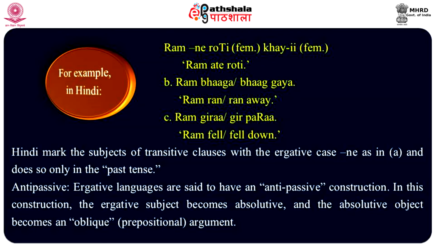Here we notice another interesting fact. The verb agrees with the object of the sentence. Khai agrees with the object roti and not Ram. It has thus been proposed that the languages of the world differ in how they group together the subjects of intransitive and transitive sentences. In nominative accusative languages, subjects are always grouped together. In ergative absolutive languages, the subject of an intransitive clause and the object of a transitive clause are grouped together. This is known as ergative alignment.